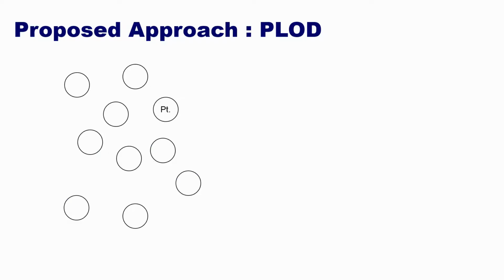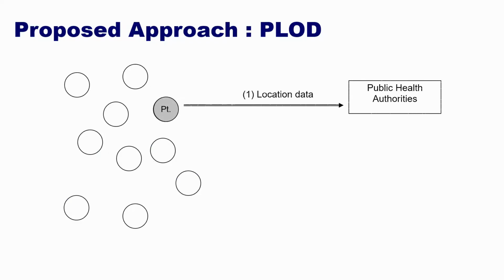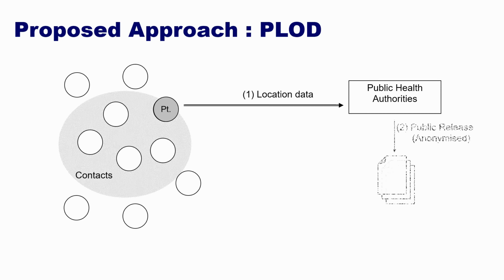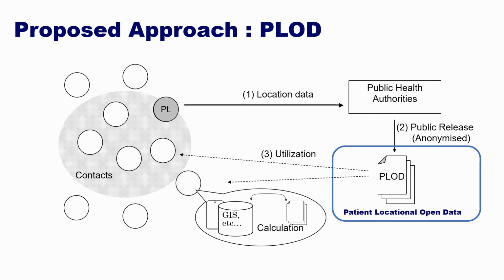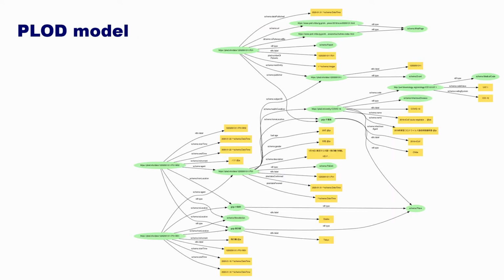So, we proposed an approach that works this way. 1. When a patient is confirmed, public health authorities collect information related to the patient. They want to warn the close contacts for possible infection. 2. So, they release anonymized information. We proposed a framework to make it open data. 3. The data can be used by smartphones of residents to calculate their personal risk of infection. 4. Which asks them to report to the authority for further investigation.